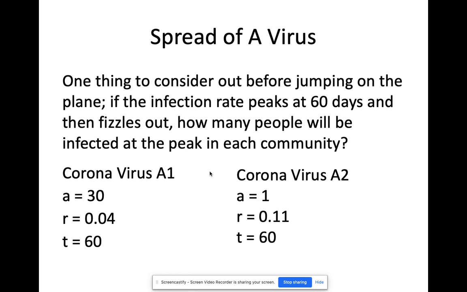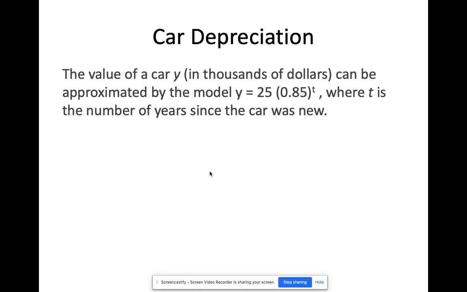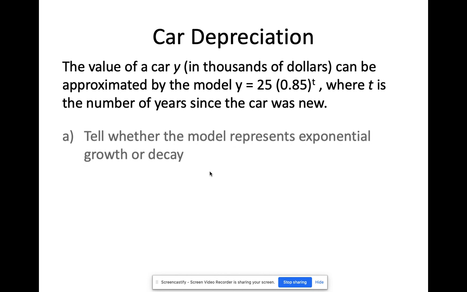Okay. So there are many other applications of exponential growth and decay. One is car depreciation. Remember, when you buy a brand new car, as soon as it leaves the dealership, the car value depreciates. So the value of the car decreases. It's going to be kind of like an exponential decay. The value of a car, Y in thousands of dollars, can be approximated by the model 25 times 0.85 raised to the t, where t is the number of years since the car was new.